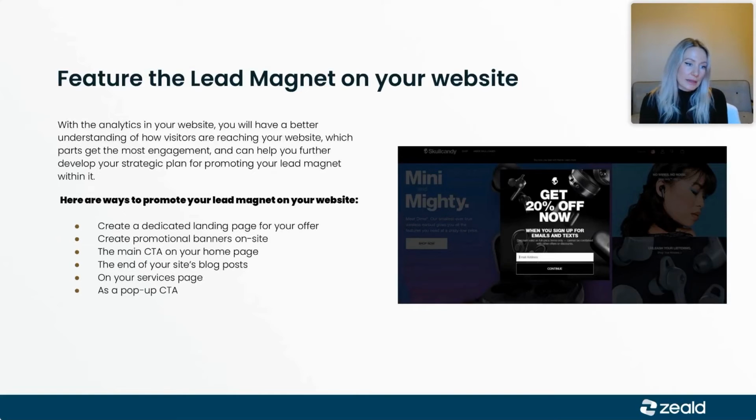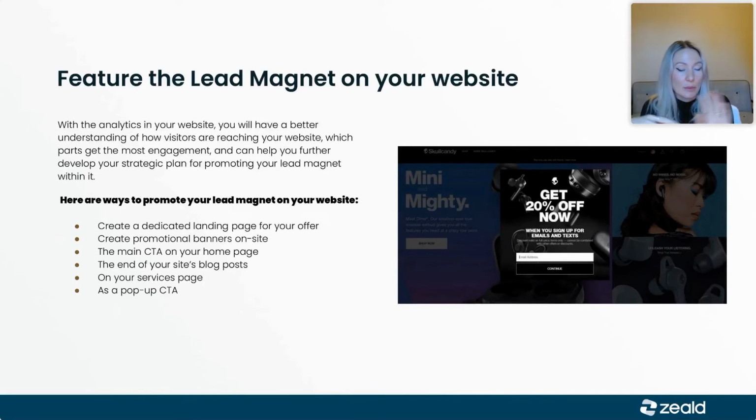So on your website, there's so many different ways that you could offer and showcase your lead magnet. You could have a dedicated landing page. For example, if you have an ebook, you could have a dedicated landing page just for that ebook with information about what's inside. Obviously, you don't want to give away too much, but just give a little bit of a preview that gets people interested. So yeah, a dedicated landing page for your offer.